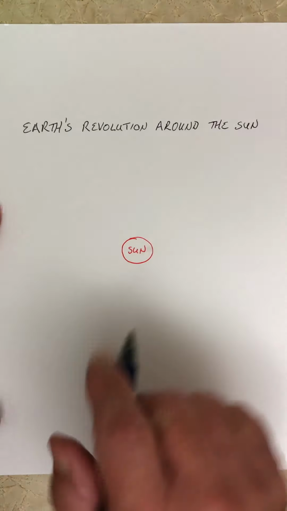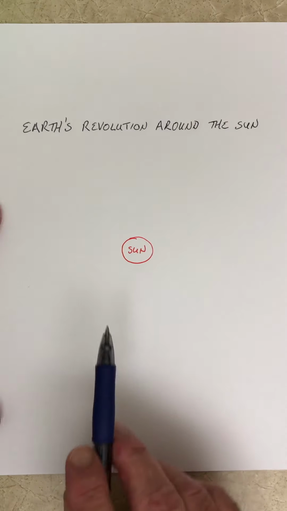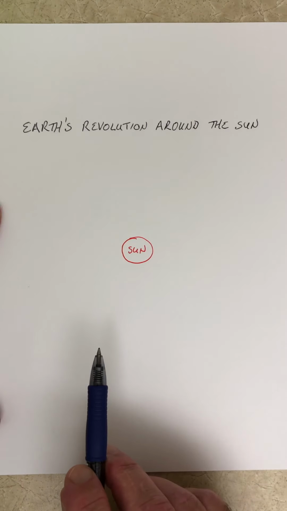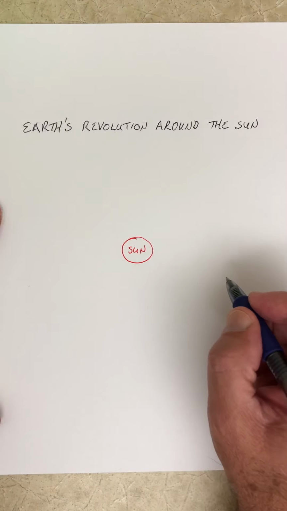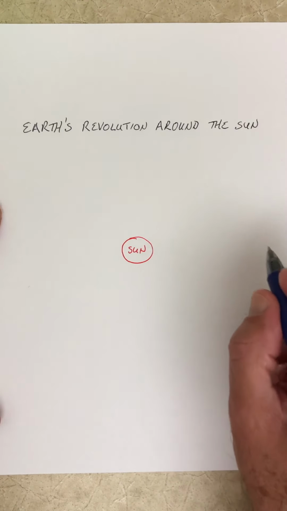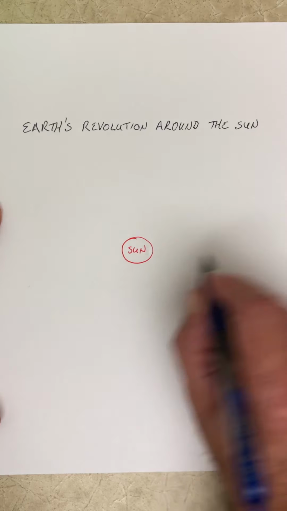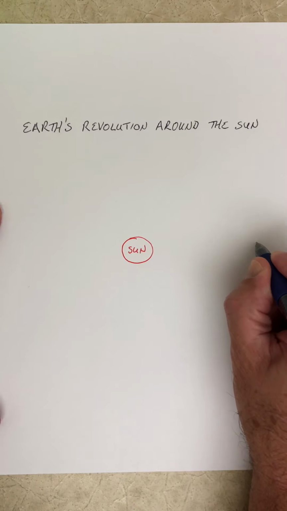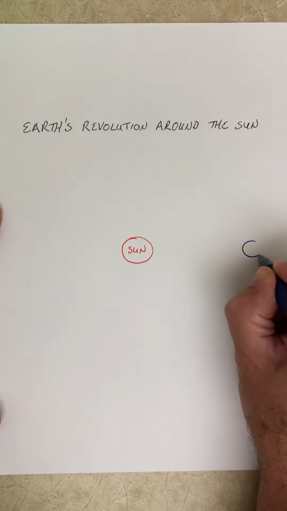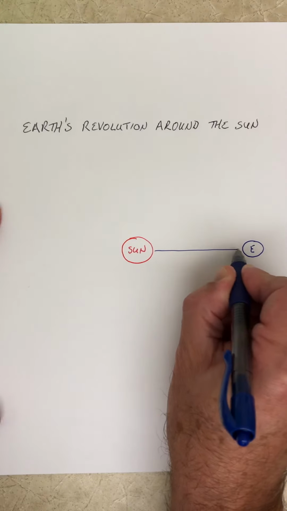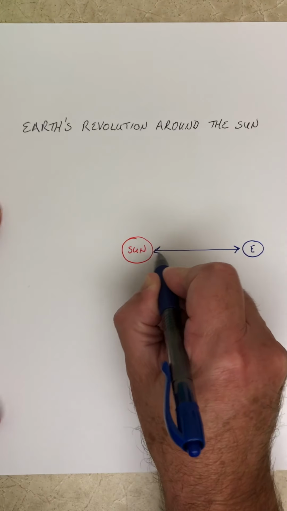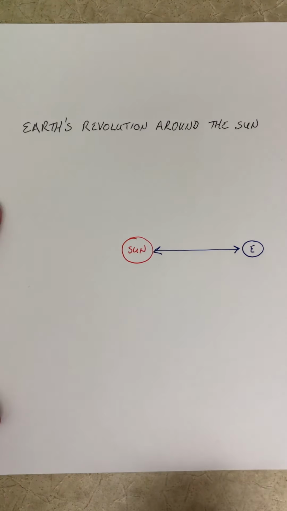Okay, so what we're going to do first is take a look at the Earth's revolution around the sun. It's kind of interesting, it's kind of counterintuitive. And so if we start off, we've got the sun in the center of our solar system, and we'll represent the Earth over here. This distance between the Earth and the sun will vary throughout the year.